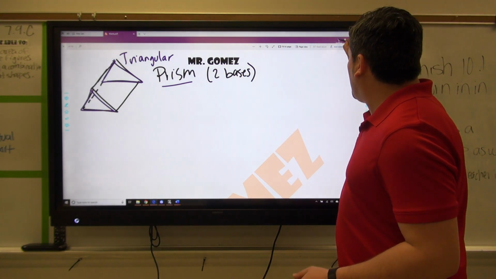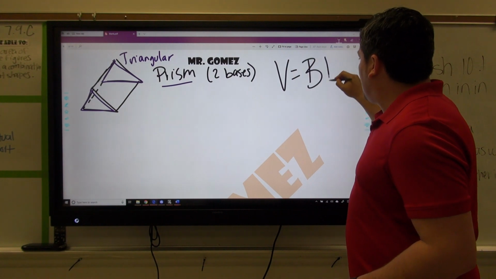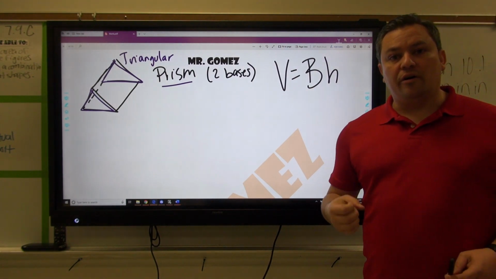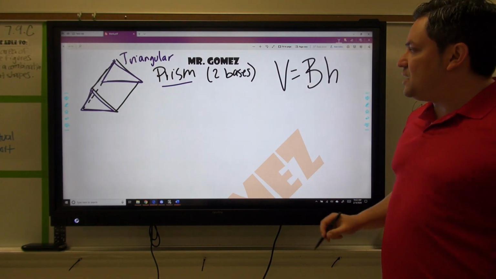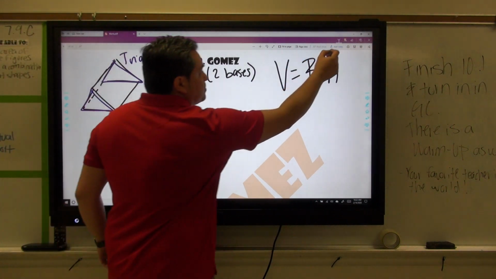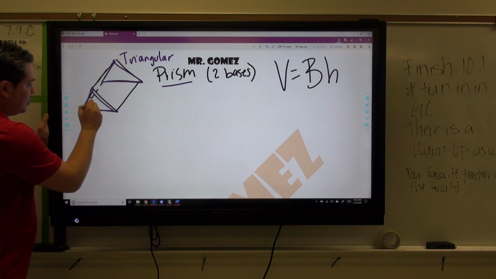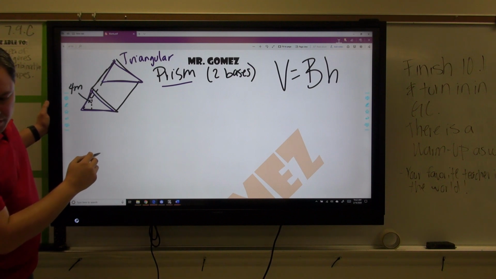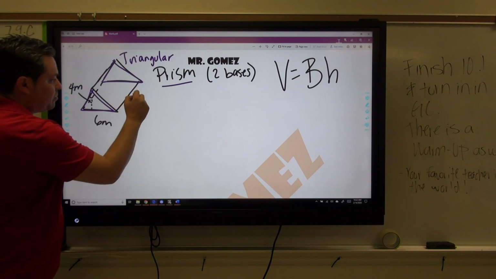Now the first thing that we need to know is the formula for volume. The volume formula is V equals big B H, uppercase B. Uppercase B stands for area of the base. Since I already identified my base, I'm going to draw it. Let me first put some labels in here. I'm going to put in some numbers, units. This is going to be 4 meters. The bottom is going to be 6 meters. And this distance is going to be 10 meters.